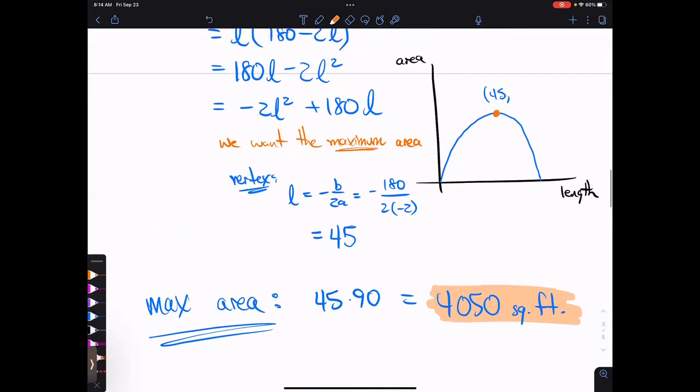4,050. I did it by going back to the picture and figuring out what the side lengths were. So this one's 45, that means this one's 45. That means there's 90 left for the other one. You could also get this if you took this and plugged it back in here. This would just be the Y value that goes with that.